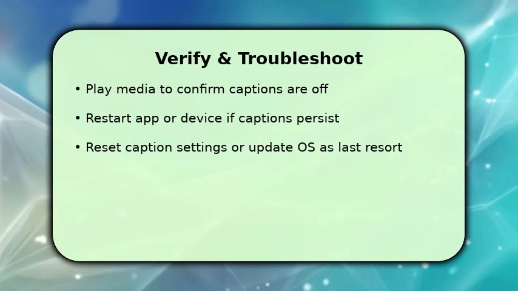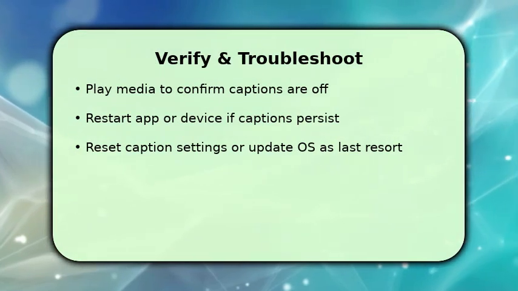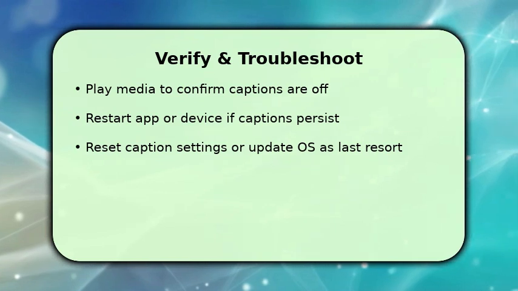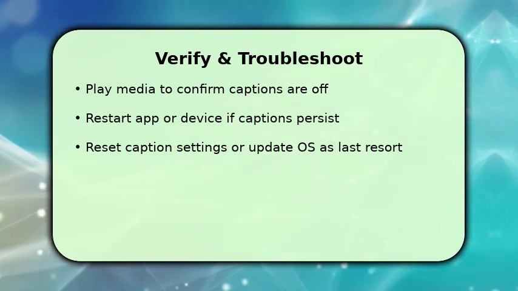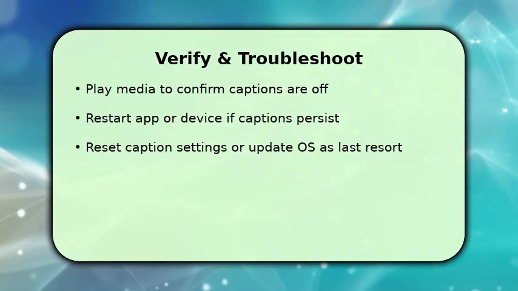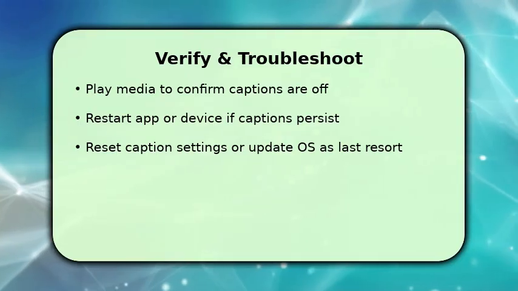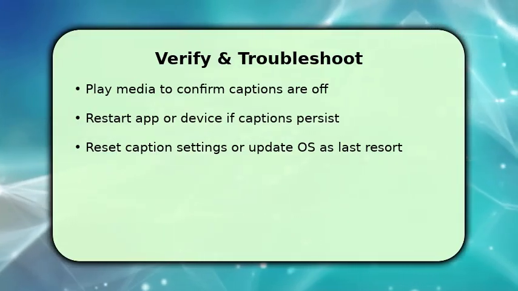Finish by testing. Play a video or audio clip and confirm captions remain off. If captions reappear, make sure the media app isn't forcing captions. Close the app and reopen it. If that fails, restart your device to clear cached settings, then revisit Accessibility to verify the toggle stayed off.